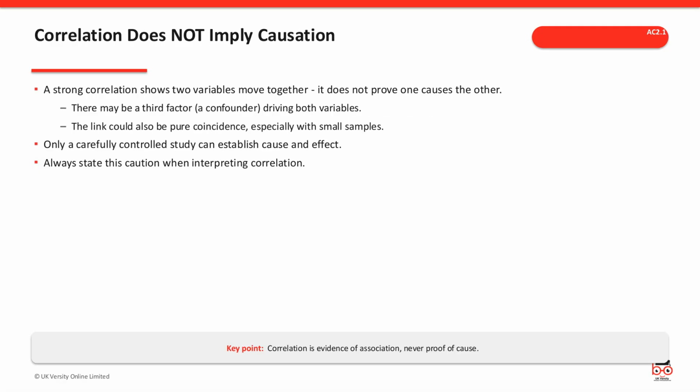Now, the single most important warning in this whole topic. A strong correlation tells you two variables move together, but it never proves one causes the other. There might be a lurking third factor, a confounder, driving both, or it could be sheer coincidence, especially with a small sample. Only a carefully controlled study can pin down cause and effect. So always say so when you interpret a correlation.